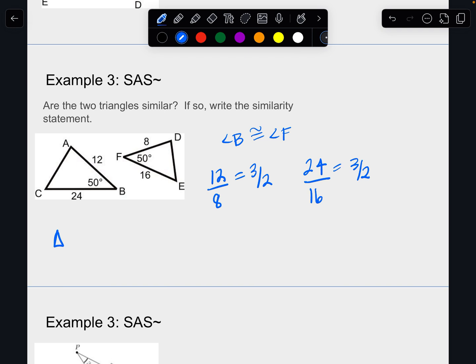I've got to be careful the way I write it. I'm going to start with B because that's the angle that I know. I'm going to go from B to A to C. So I started at my angle and went toward the small side. I'm going to have to do the same thing here. Start at my angle and go toward the small side. So similar to triangle FDE.